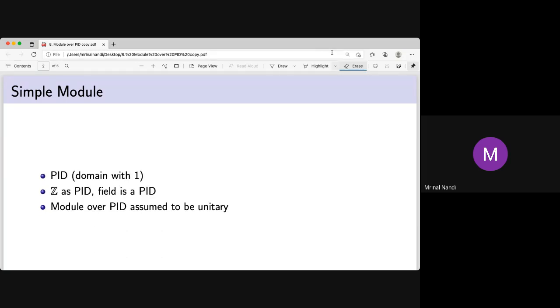Sorry, that should be module over PID, not simple module. That should be module over PID. So module over PID.